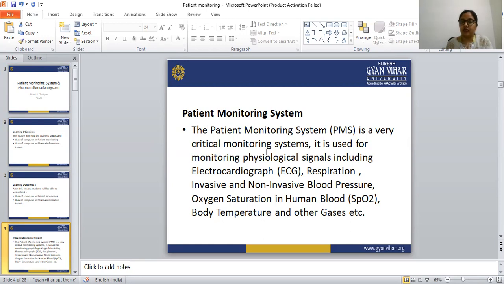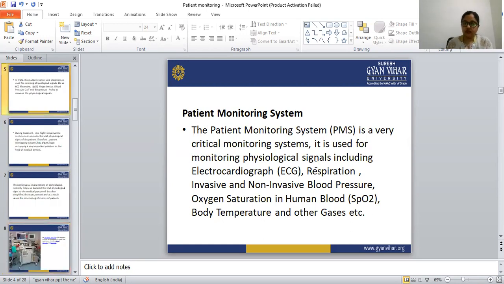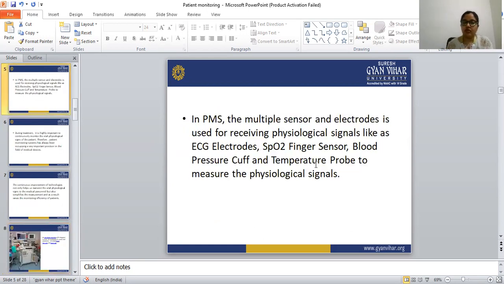So it is used for monitoring all the physiological signals like respiration, oxygen saturation in human blood, body temperature, and so on. In the patient monitoring system, multiple sensors and electrodes are used for receiving physiological signals, such as ECG electrodes, saturation oxygen level finger sensor, blood pressure cuff, and the temperature probe to measure the physiological signals.